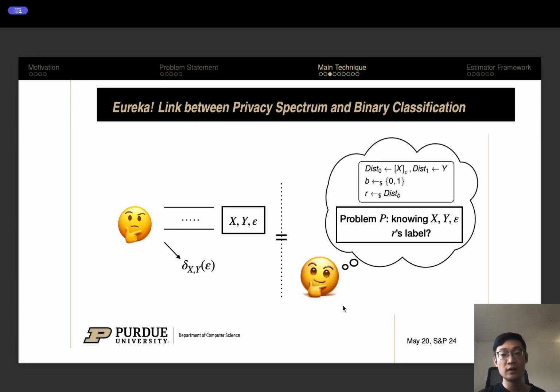More specifically, the problem P looks like the following. It first picks uniformly at random one of the distributions from x bracket epsilon and y. I will explain later what the x bracket epsilon looks like. And then after choosing a distribution uniformly at random, it will randomly sample a point according to this distribution. And then the problem P asks what the right label is. So our Eureka moment is to show the link that the algorithm that can compute the indistinguishability spectrum will be the best algorithm for solving this specific binary classification problem P.